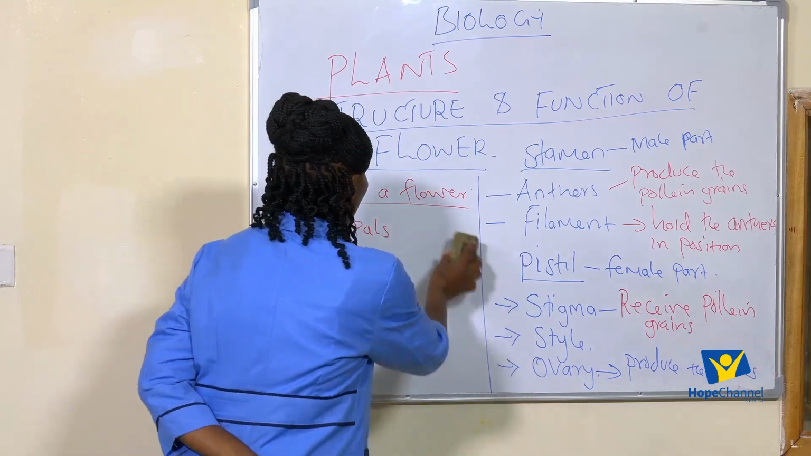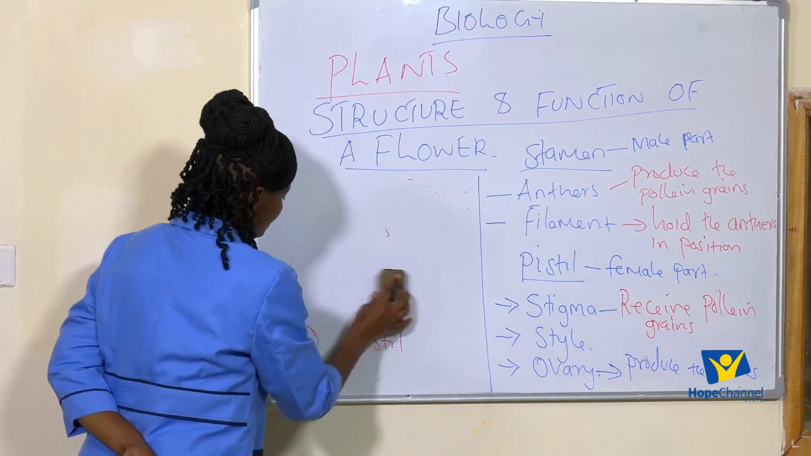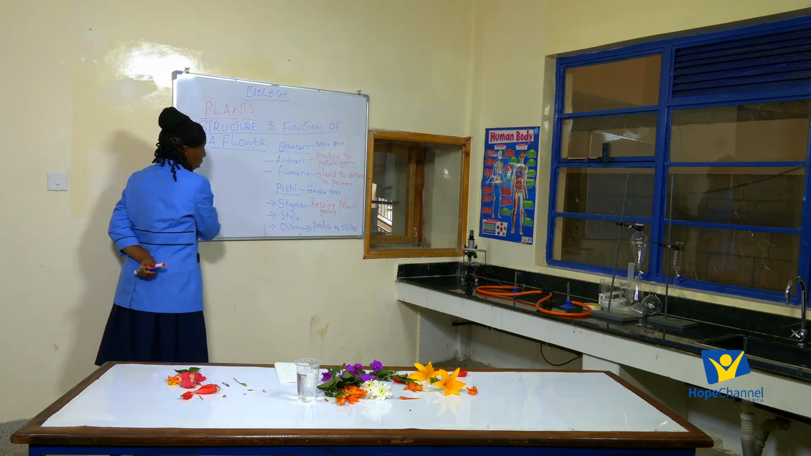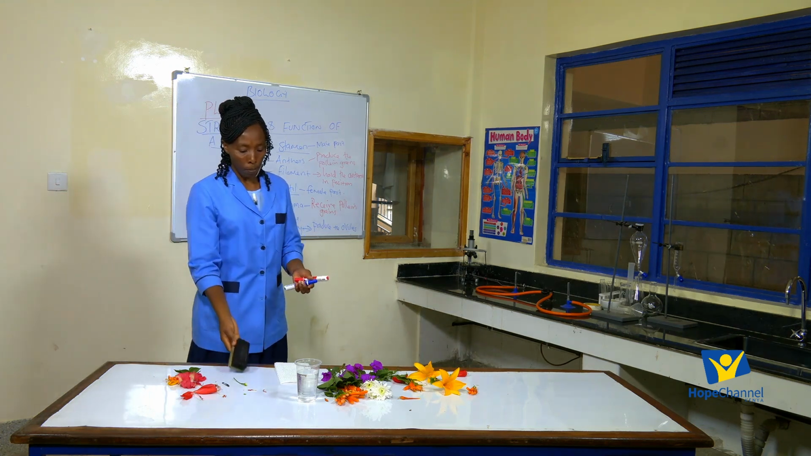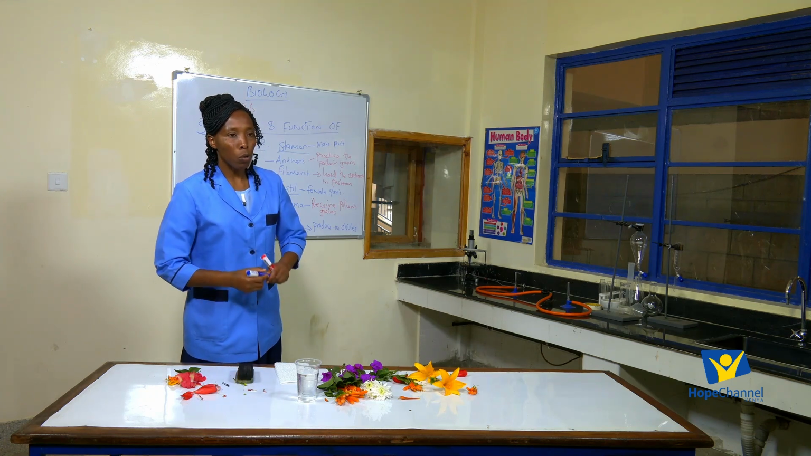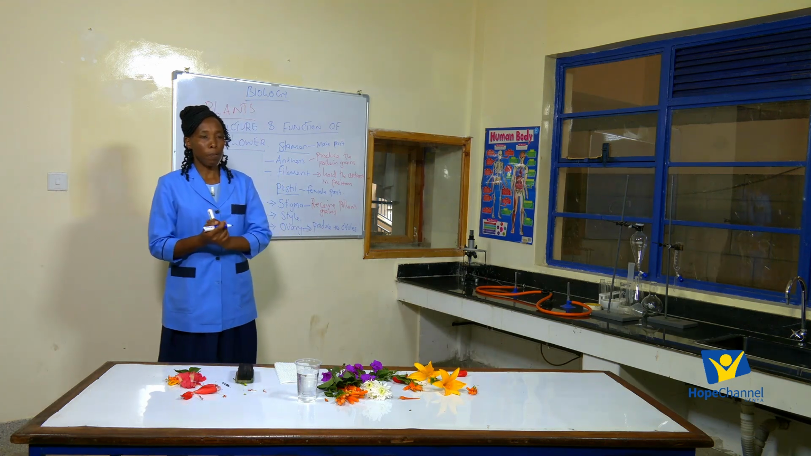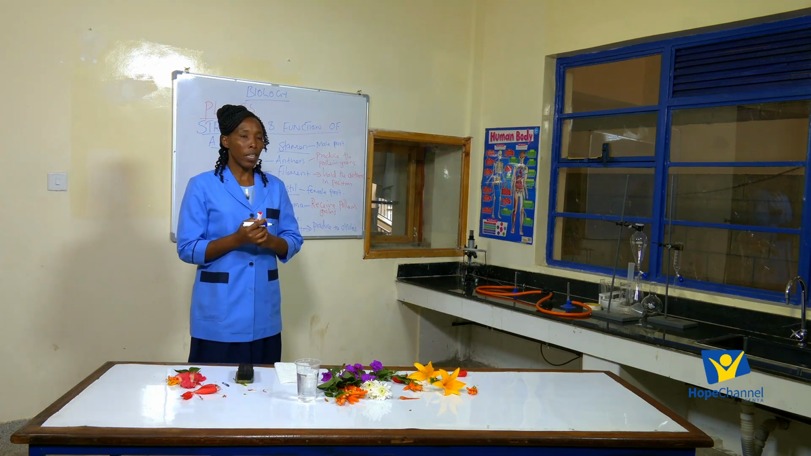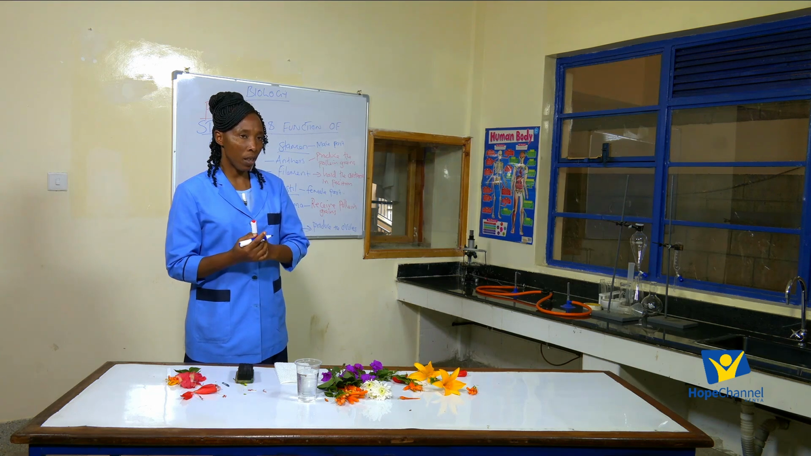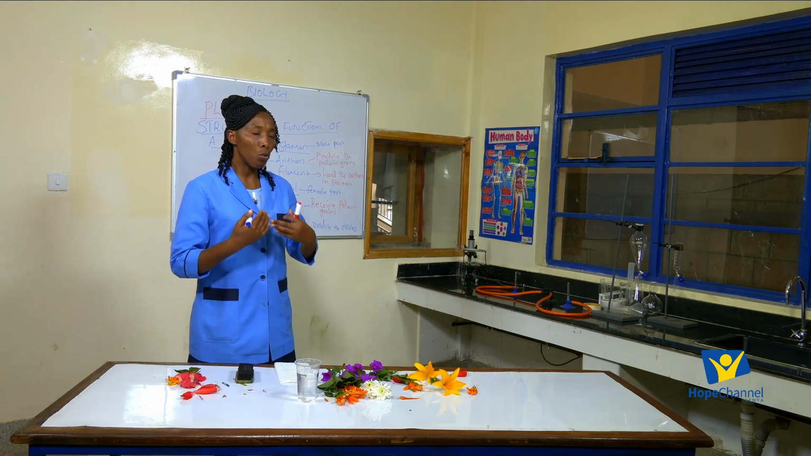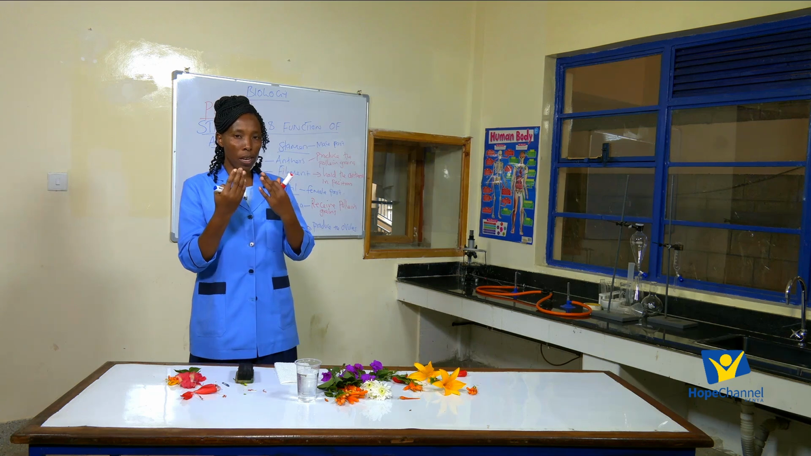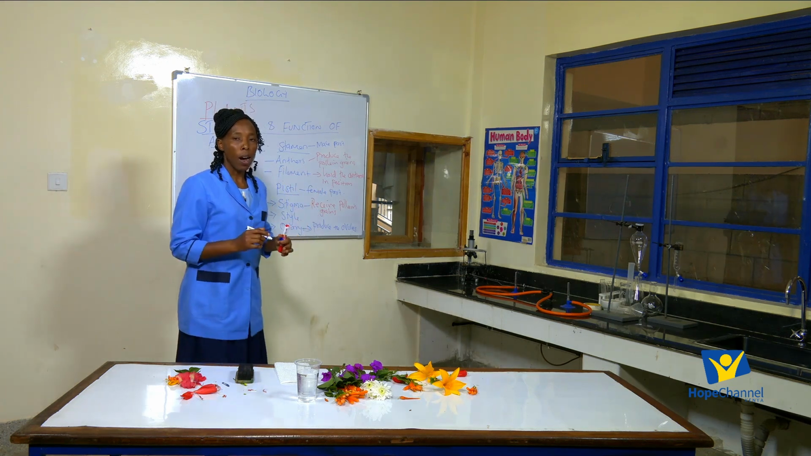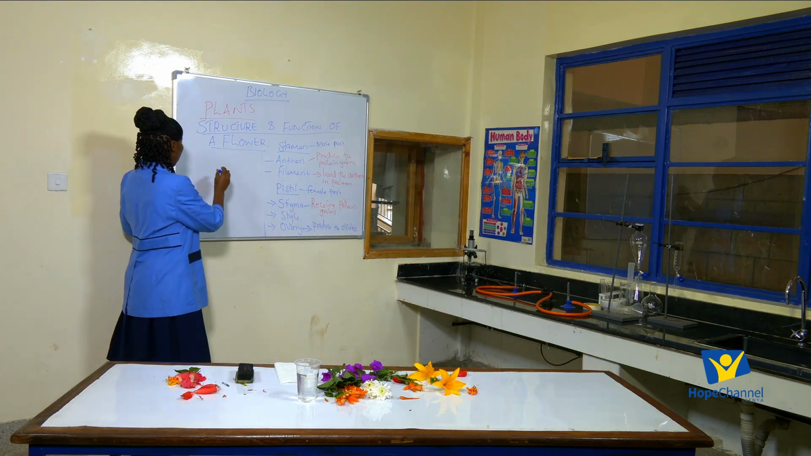Maybe the last part that someone can ask, based on what we have done here: are you able now to draw the female part of the flower? Are you able to draw the male part of the flower? That is the next question that we should answer ourselves. Can you try to picture and draw it now in your book? How can I draw the female part of the flower?